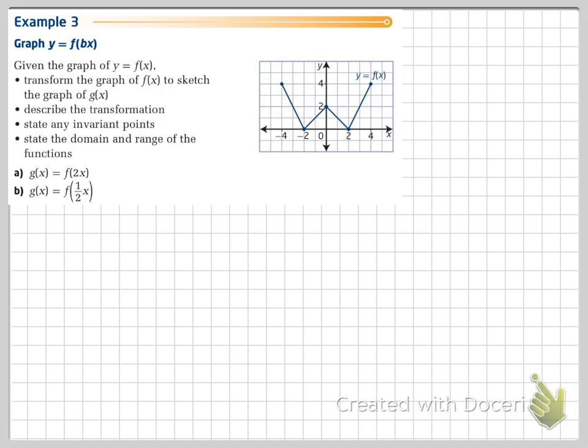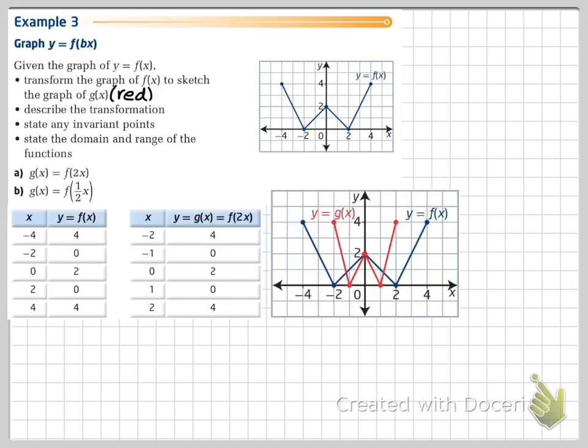In example 3, we have the graph of y equals f of bx. Given the graph of y equals f of x, transform the graph of f of x to stretch the graph of g of x. Again, that's going to be shown in red. Describe the transformation. So here we go.